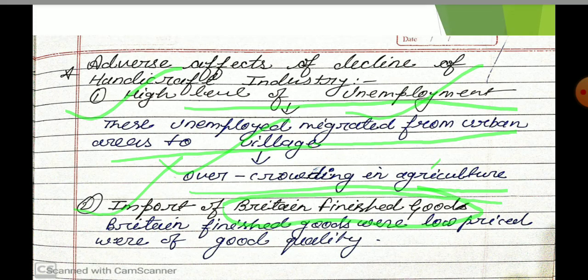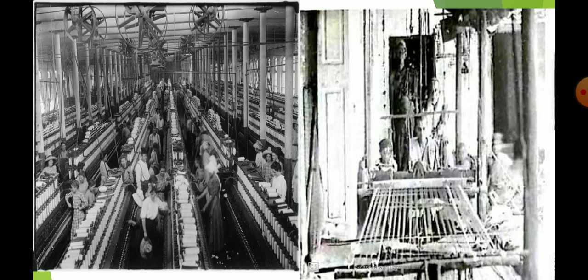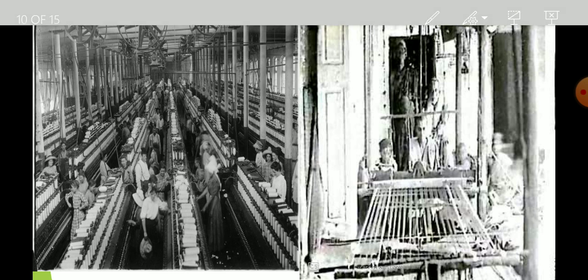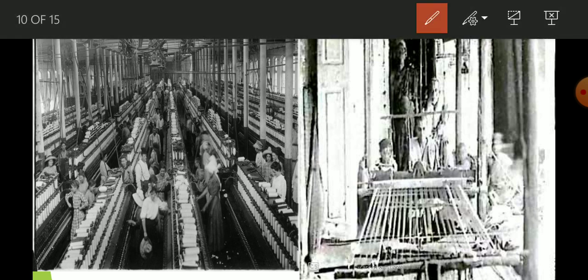So in this way people started to purchase British goods. Here you can see I had loaded this picture with the help of Google. In this picture you can see they are manufacturing cloth with the help of a machine. Here Indian people are weaving with their own hands, so you can understand whose production is more and whose price will be more.